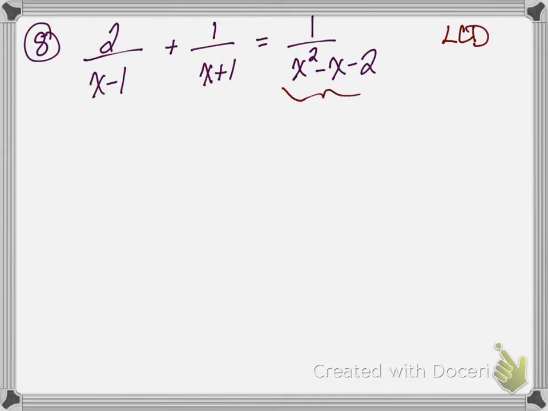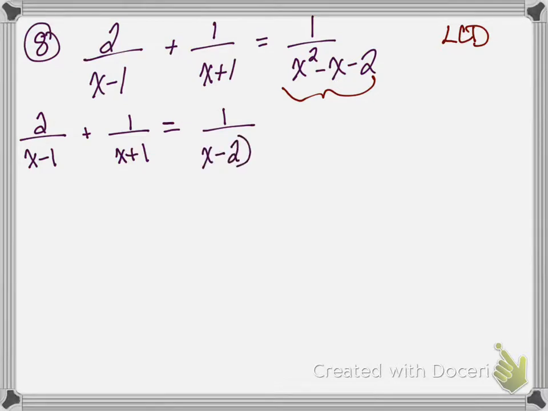So I need to rewrite this x squared minus x minus 2. I need to factor that. So I'm going to have 2 over x minus 1 plus 1 over x plus 1 equals 1 over, and this factors to x minus 2 and x plus 1. Okay? X minus 2 and x plus 1.